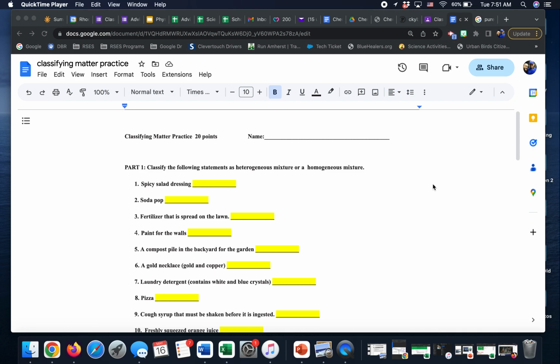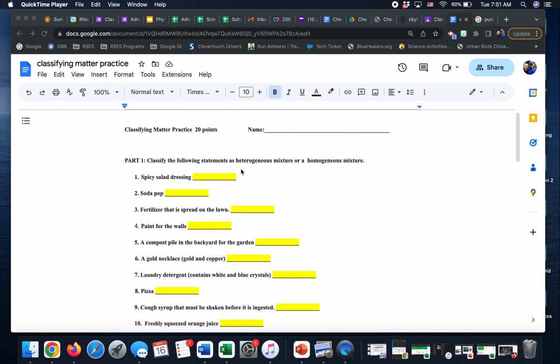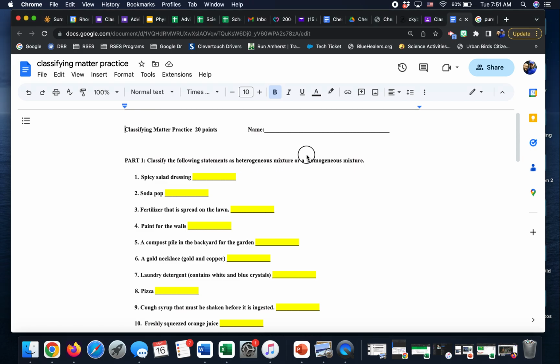If you're struggling or forget some of these terms, I'll go over a few examples and make sure you understand what you're doing in each part. In part one, number 1 through 15, all you're going to do is tell me if it's a heterogeneous or a homogeneous mixture. We're admitting these are all mixtures.